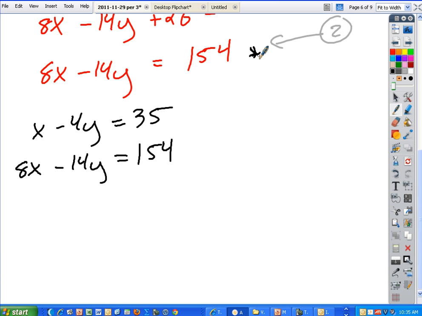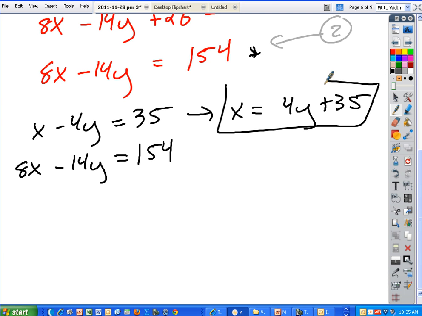I could use substitution. I could easily solve for x in the top one. Or I could use linear combination. Why not just use substitution, though? That's fine. If I solve this top one for x, I just get x equals 4y plus 35, right? Put a box around that, and I'll substitute.